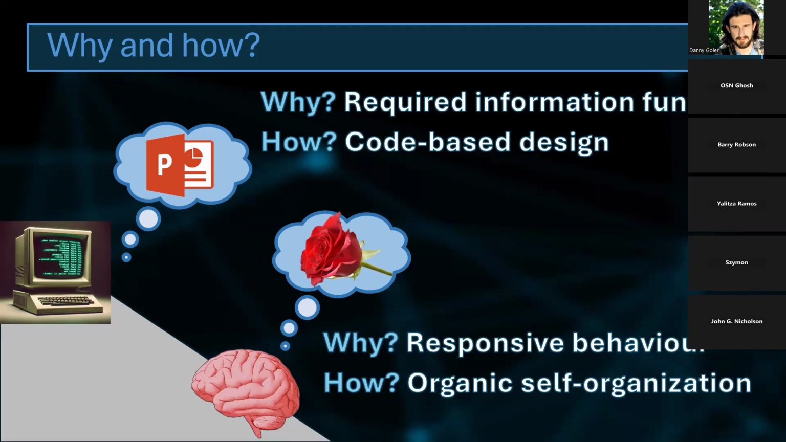On the brain side, the why question is also fairly easy to answer. And that is, we are living organisms living in a complex world which requires responsive behavior. That responsive behavior is based on information which we extract from our environment and convert in our brains to actions which are directed at survival and success in that world. The how question is a little more complicated because that gets down to a very complex form of organic self-organization which takes place in the formation of function in the brain.